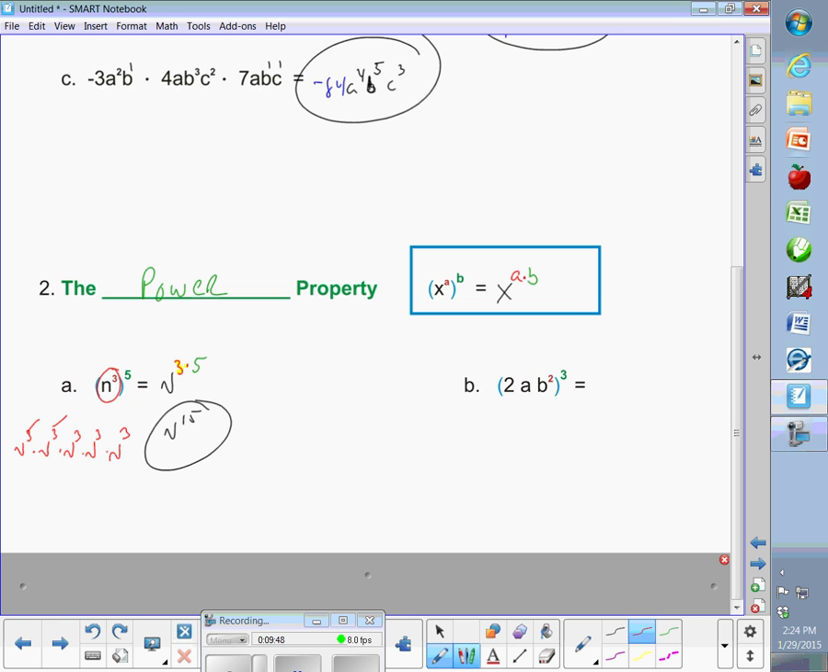3 plus 3 is 6, plus 3 is 9, plus 3 is 12, plus 3 is 15, but we can do a shortcut. We can just multiply them, right? That's what's going on. Okay, let's look at B.